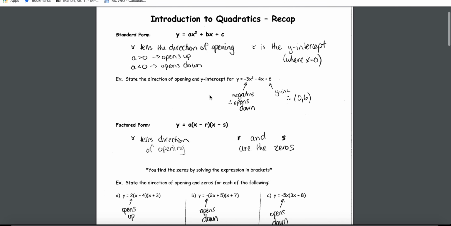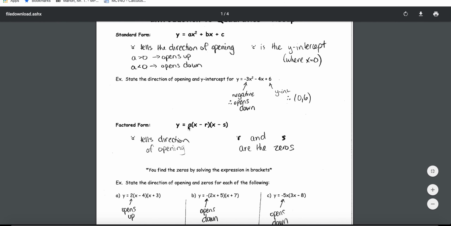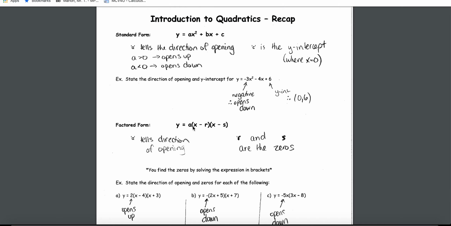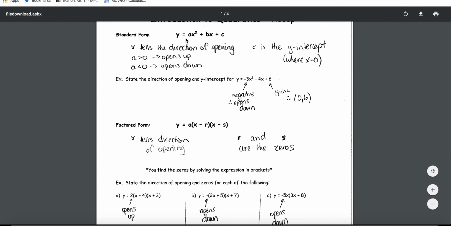Now, how do we move from the standard form to the factored form? We have the various factoring techniques that we've learned. Vice versa, when we go from the factored form to the standard form, we can expand using the FOIL method.